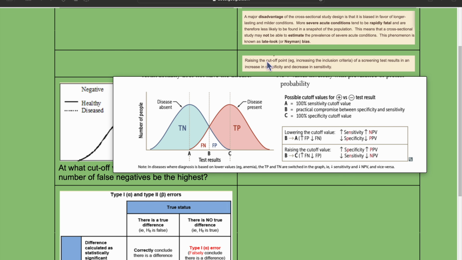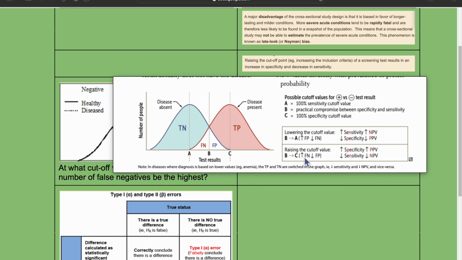Okay, and this is saying that cutoff value increasing the criteria, so going from B to C, what does it do? A screening test results in an increase in specificity and decrease in sensitivity. So if you're going from B to C, you're smashing FP. If you smash FP, FP goes down. If FP goes down, then you remember the formulas, right? For specificity, it was TN over TN plus FP. So TN goes up, specificity goes up.